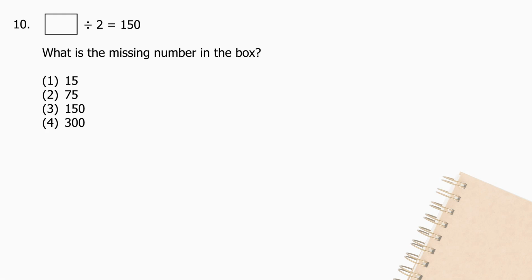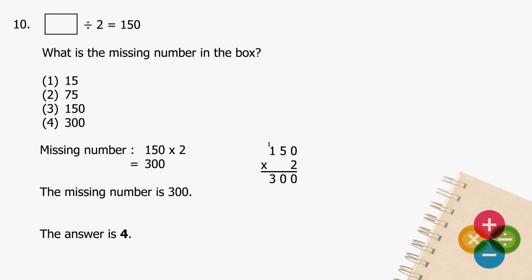Question 10. Divide missing number by 2, and the quotient is 150. What is the missing number in the box? The missing number will be, multiply 150 by 2, and the product is 300. The missing number is 300. The answer is 4.